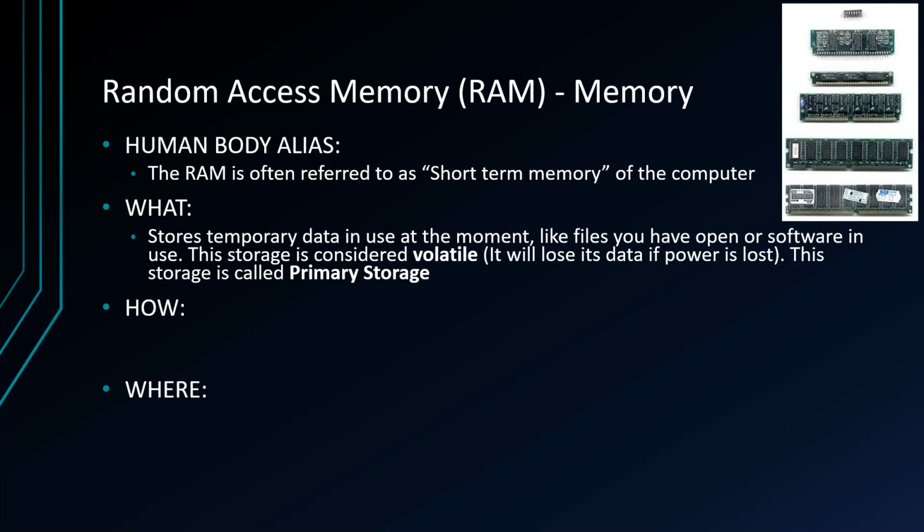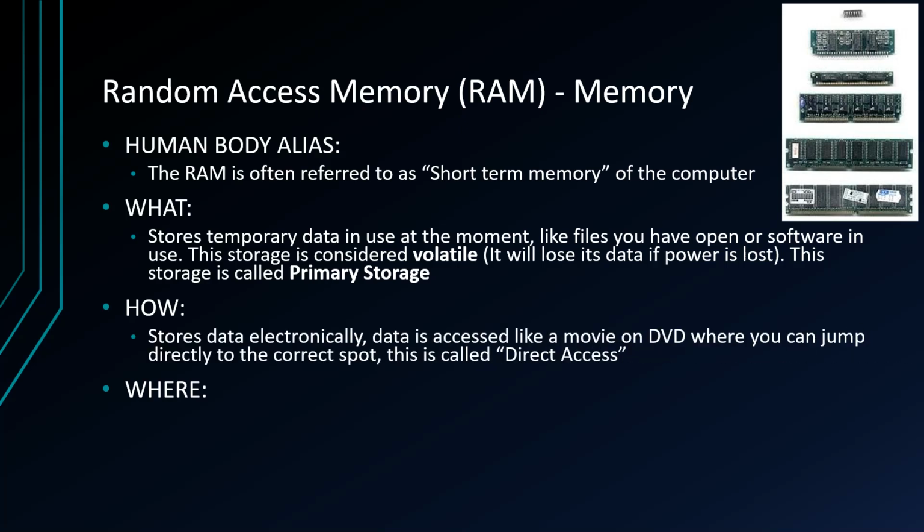So this storage is called primary storage because this is one of the first places that your computer is going to look for data, a primary location. Why? Because it is ridiculously fast. And there are two main reasons that it's ridiculously fast. First of all, there are no moving parts, so you don't have to wait for a moving part to get to a location. The second reason is that it stores data electronically. It doesn't store data magnetically.